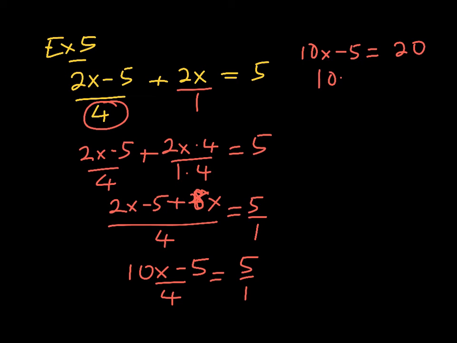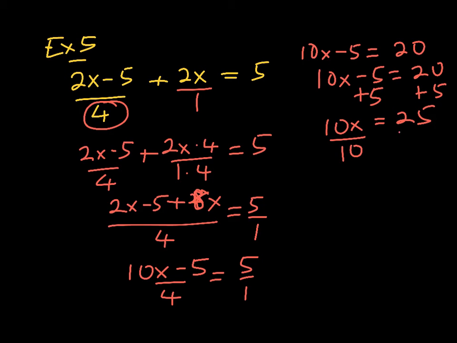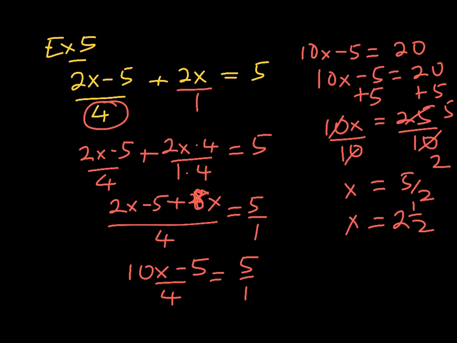So 10x minus 5 is equal to 20. To eliminate 5, we need to add 5, and then we need to add 5 to the other side. So what we have is 10x is equal to 25. Now to find the value of x, we divide 10x by 10, and we also divide 25 by 10. The 10s cancel out, so x is equal to 25 over 10. 5 in 10 is 2, 5 in 25 is 5, so that leaves us with 5 over 2. We can write this as a mixed fraction, 2 and 1 over 2, or 2.5.